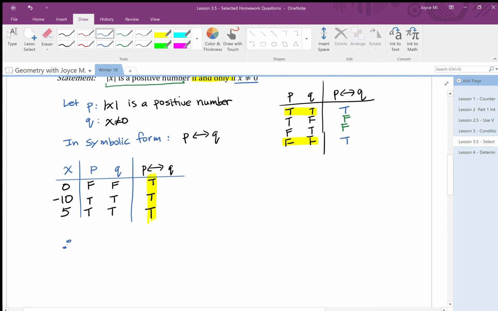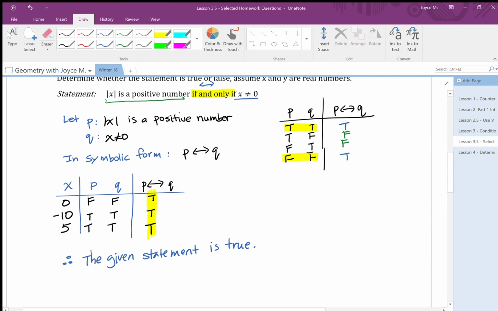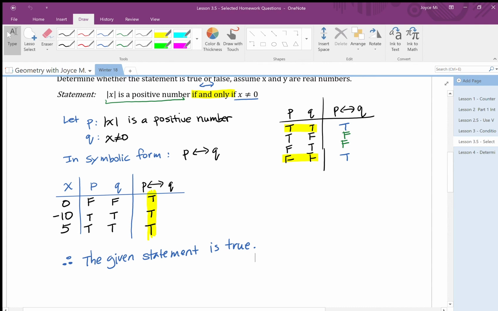So therefore, the given statement is true. Okay. So this is what I mean by showing work here. I'm drawing a little small table and giving an example of things, and I consider all types of examples possible here. Know that negative 10 just represents all negative numbers, and 5 represents positive numbers. So you can plug in more numbers to check it out. You will see that it's still true.